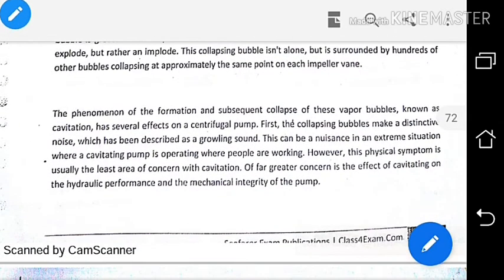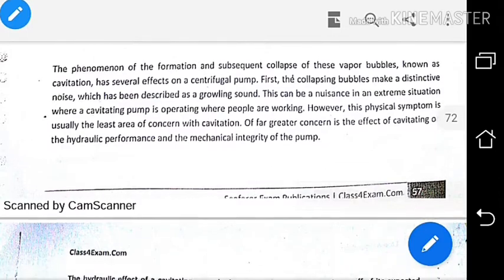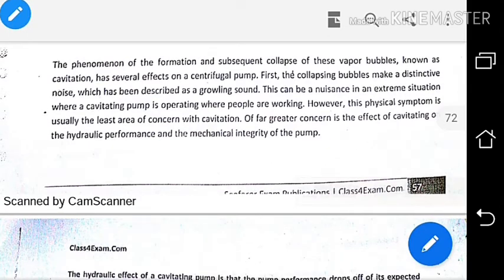The phenomenon of formation and subsequent collapsing of these vapor bubbles, known as cavitation, has several effects on a centrifugal pump. One by one we will be discussing in what all ways it can affect the centrifugal pump. The first effect is that it will make a noise. And this will make a growling sound.